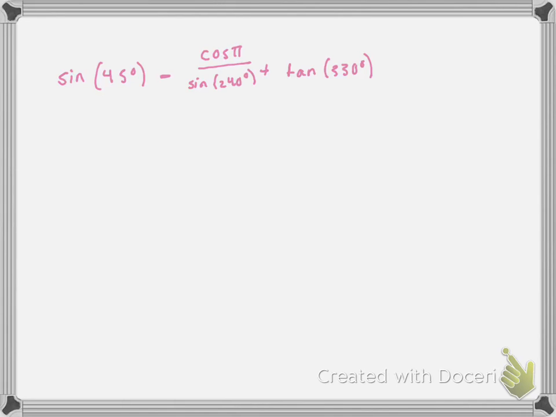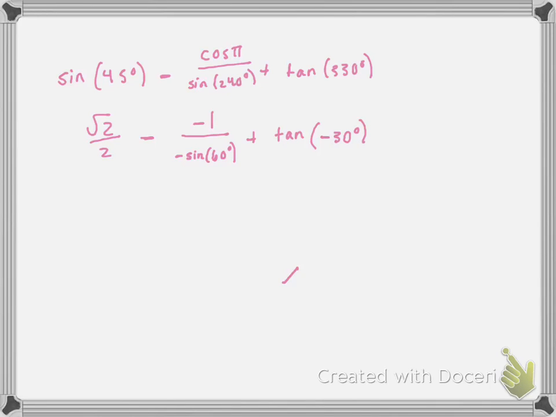So first, remember that sine of 45 is root 2 over 2. If you need to review that unit circle, I definitely would do that. So root 2 over 2 minus cosine of pi is going to be negative 1. Remember the unit circle, over sine of 240. So 240 has a reference angle of 60 degrees, right? So we know that this is going to have a reference angle of 60, and since sine is negative in the third quadrant, we know that this is going to equal negative sine of 60 degrees. And this is plus tangent of, and 330 has a reference angle of 30 degrees. So we can just say plus tangent of negative 30 degrees.